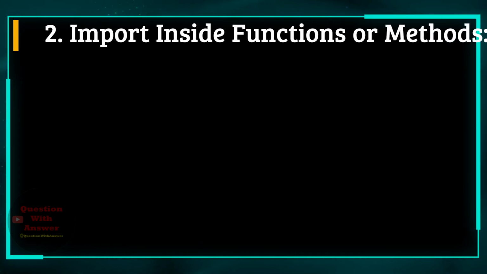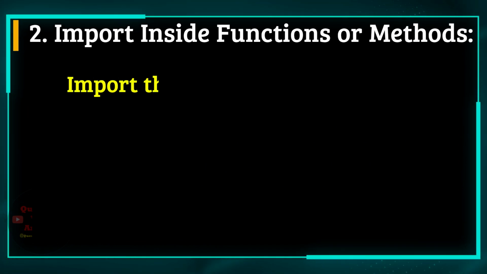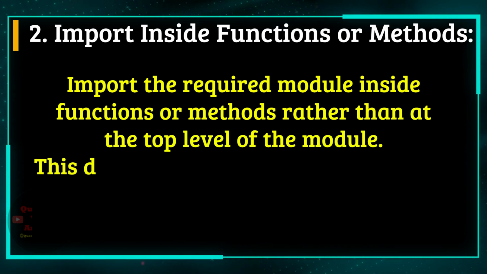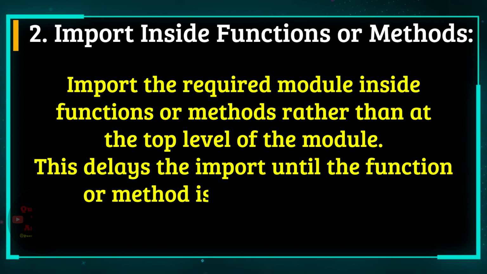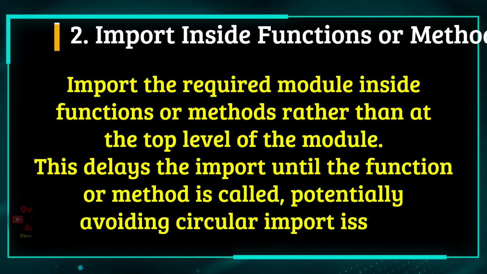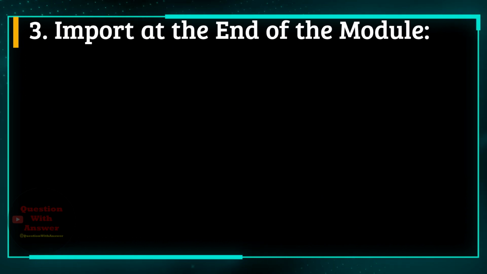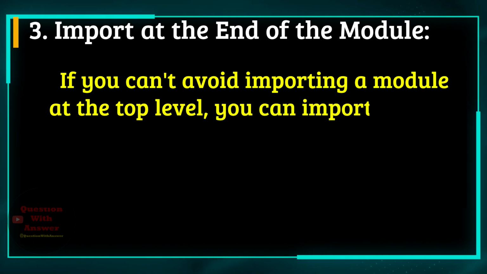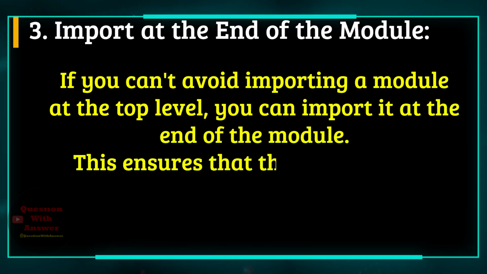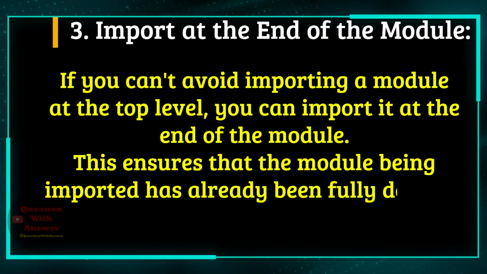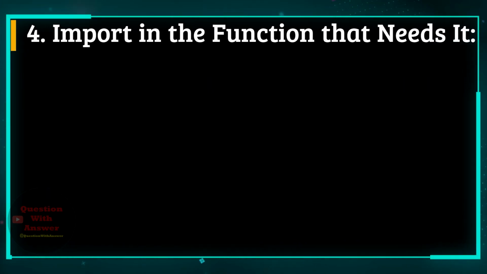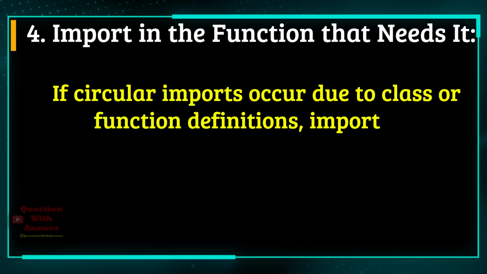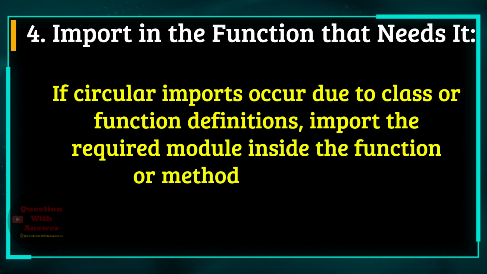2. Import inside functions or methods. Import the required module inside functions or methods rather than at the top level of the module. This delays the import until the function or method is called, potentially avoiding circular import issues. 3. Import at the end of the module. If you can't avoid importing a module at the top level, you can import it at the end of the module. This ensures that the module being imported has already been fully defined. 4. Import in the function that needs it. If circular imports occur due to class or function definitions, import the required module inside the function or method that needs it.